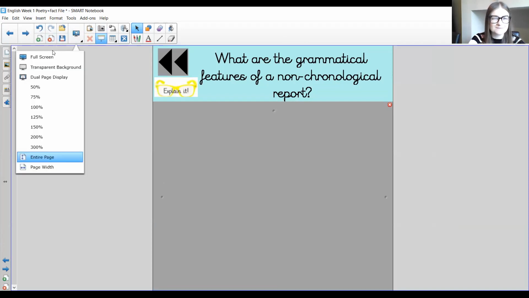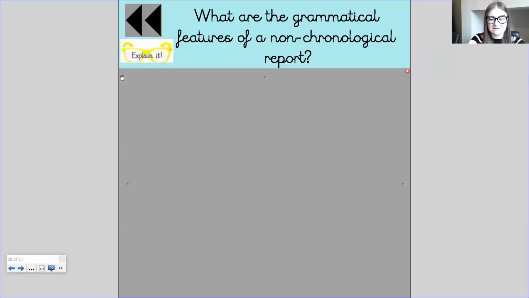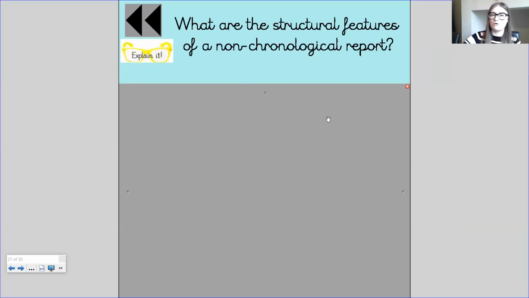So, let's go back. I'd like you to pause and have a think about the features of a non-chronological report. The key word here being structural. So that just means what it looks like, not thinking about the words yet. What is the structure of a non-chronological report? Have a think for me.